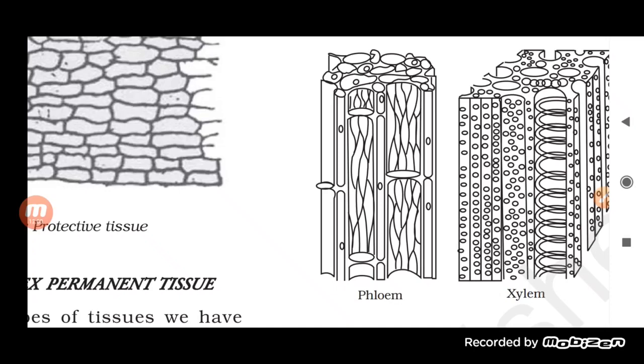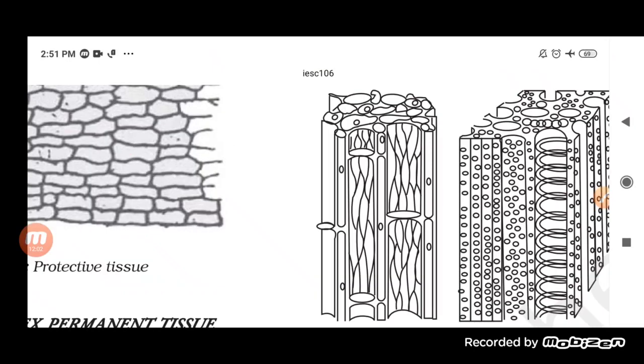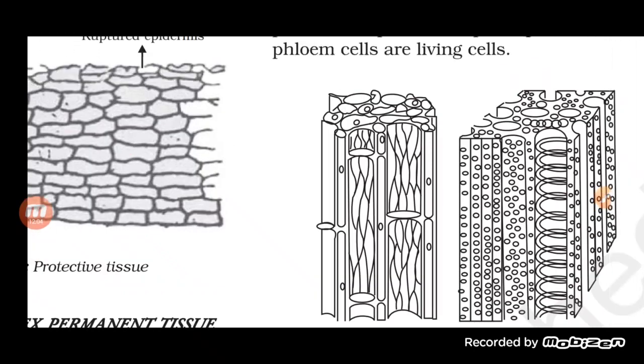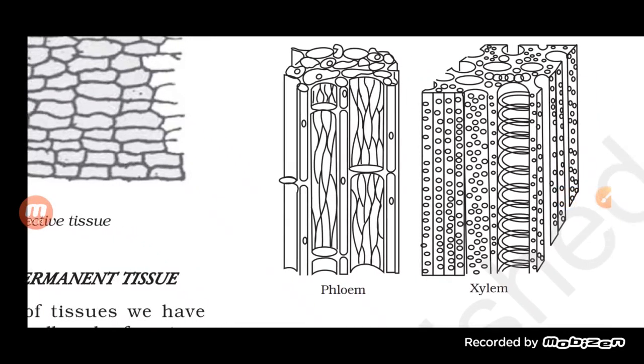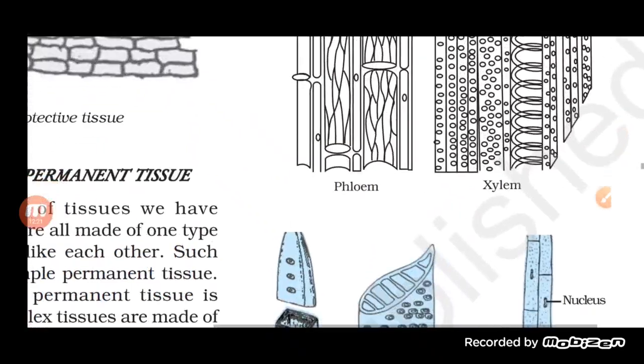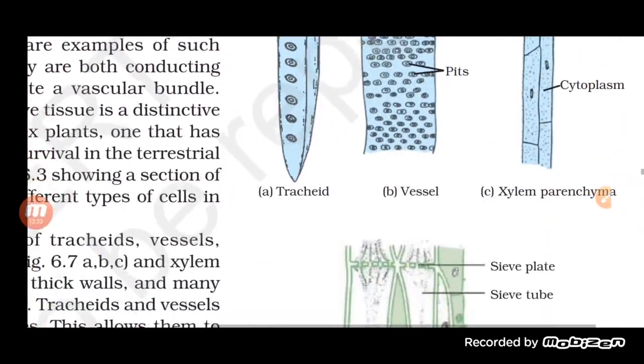So basically it helps in the conduction of food and minerals from one part of the plant to the other. Now, in case of xylem, you will find that there is a xylem fiber and a xylem vessel, students, and the vessel helps in proper conduction. So this is about xylem.